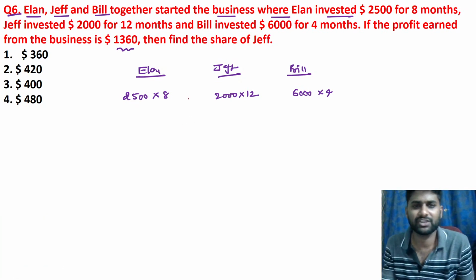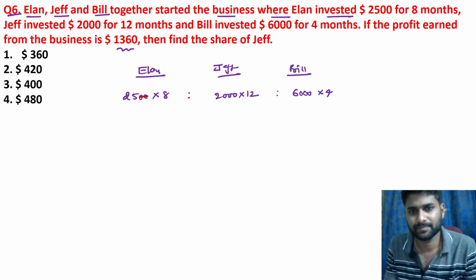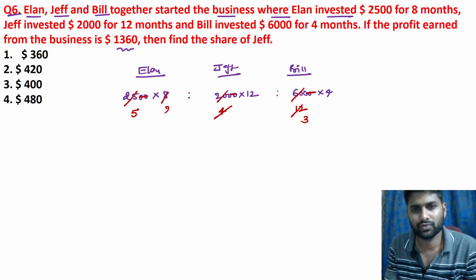First, identify the ratio of their distribution. Now you can cancel. Go for the 5 table. 5 12s are 60, 5 4s are 20, 5 5s are 25. Again see, 4 1s are 4, 4 3s are 12, 4 2s are 8. Again you can cancel. Finally, the respective ratio is 5 is to 6 is to 6.